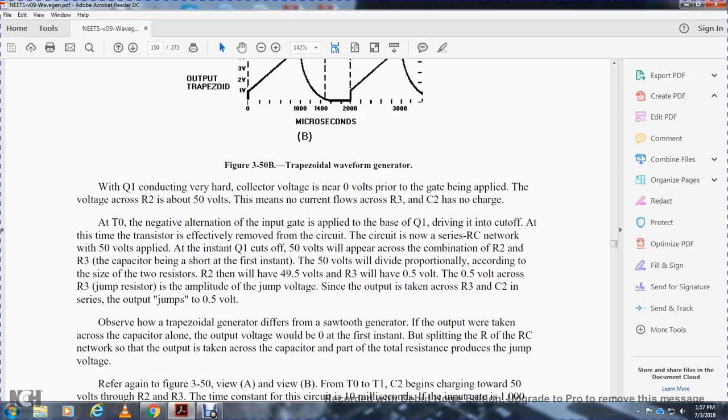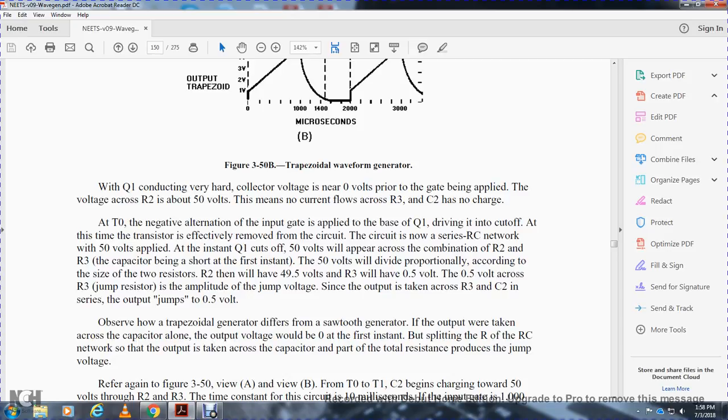Transistor 1 is conducting very hard, with the collector voltage near zero before the gate is applied. The voltage across resistor 2 is about 50 volts, which means the current flows through resistor 3, and capacitor 2 has no charge. At time interval 0, the negative alternation of the input gate is applied to the base of transistor 1, driving it into cutoff.